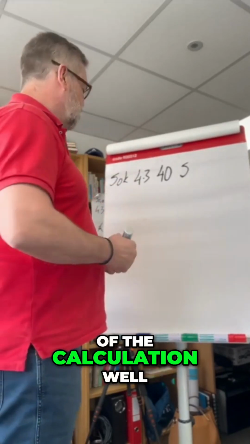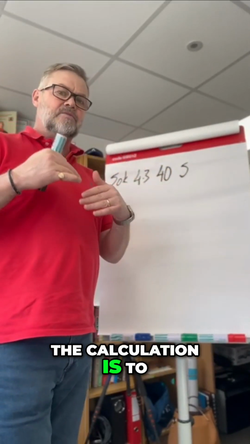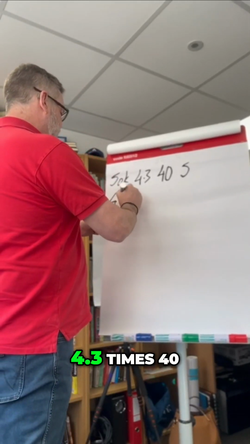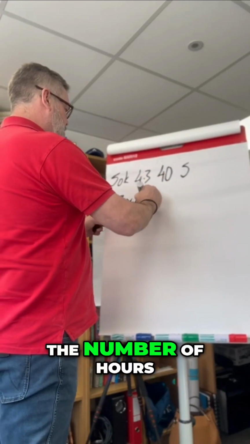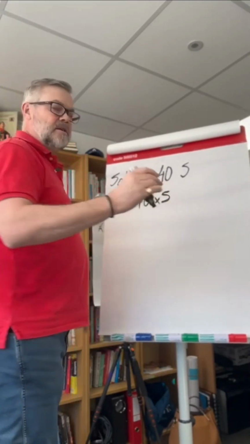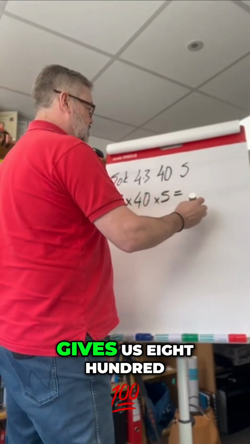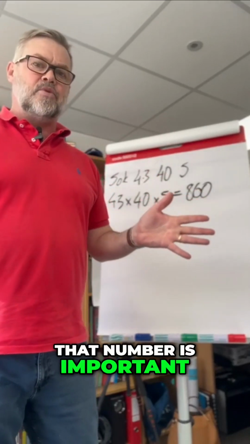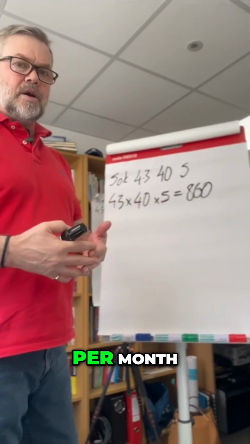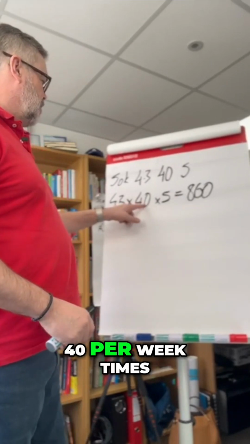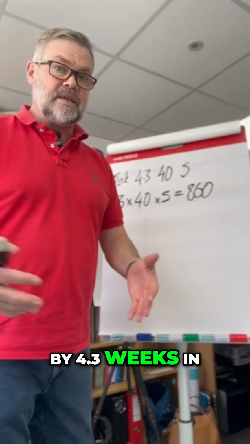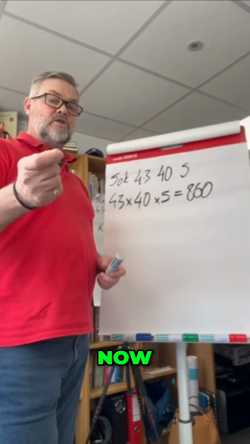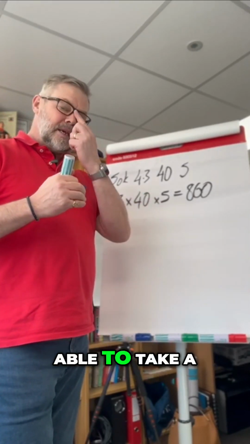So what's the first part of the calculation? Well, the first part of the calculation is to work out the total number of hours that are being worked. So we times 4.3 times 40, the number of hours, times 5, the number of employees, gives us 860 hours. Now that number is important. That's the amount of hours that are worked per month. Remember, 40 per week times 4.3 weeks in a month gives us 860 hours. So that's a pretty decent number. Now you can work that one out in your business and you'll be able to take a lot from that.